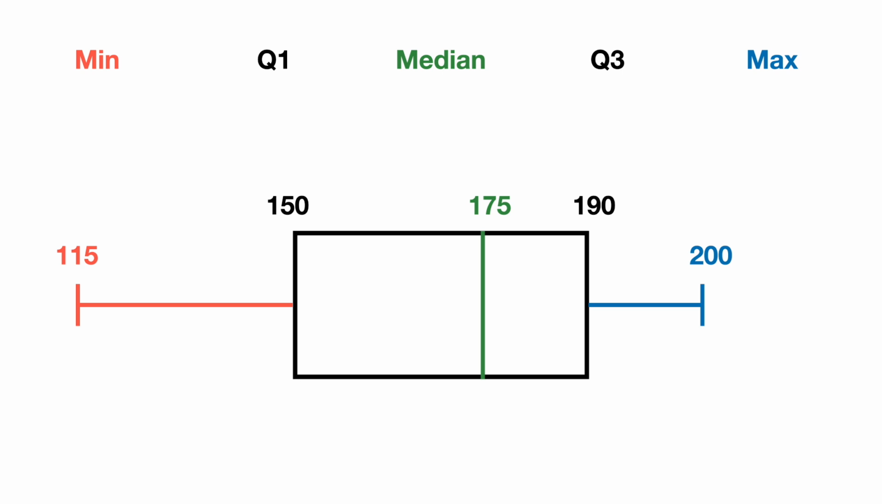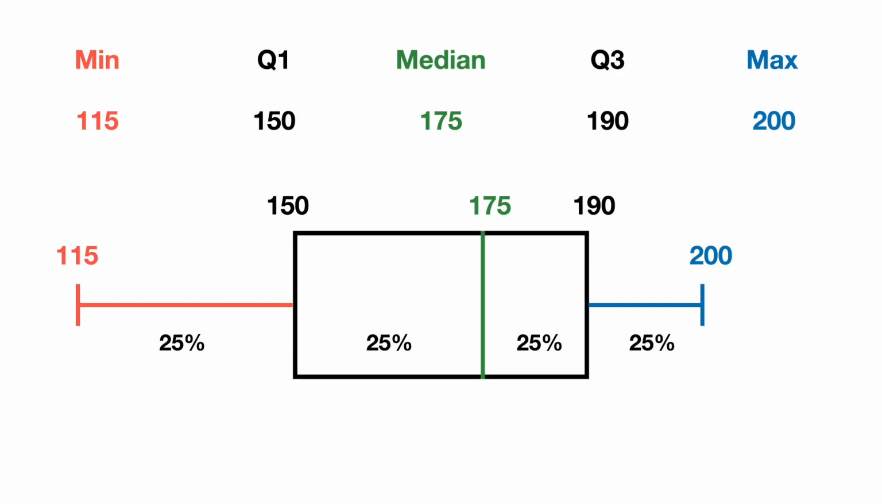So first, let's get to labeling. We know our minimum is going to be 115, our Q1 is 150, our median is going to be 175, Q3 is 190, and our maximum is going to be 200. And we also know that 25% of the data is in between here and here, 25% between here and here, 25% between here and here, and the last 25% is going to be between 190 and 200.